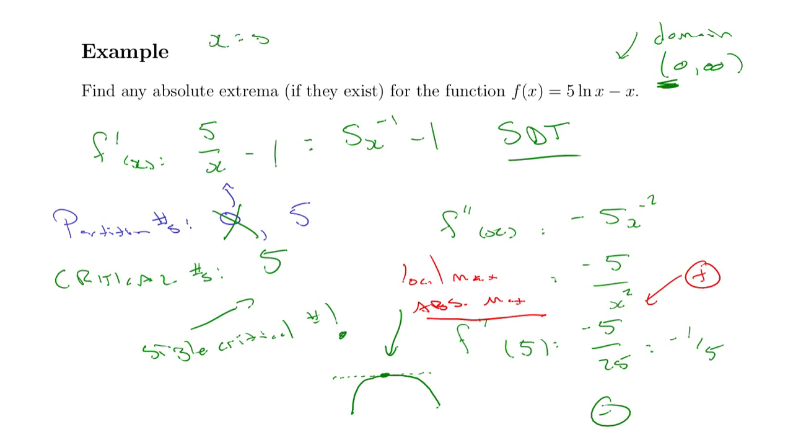So the x value is 5, and the y value is f of 5, which is 5 times the natural log of 5 minus 5. I don't know what that is. If you use this in a calculator, you'll get some decimal or whatever, but whatever. That is the biggest y value that you can get on here. So that's kind of cool.